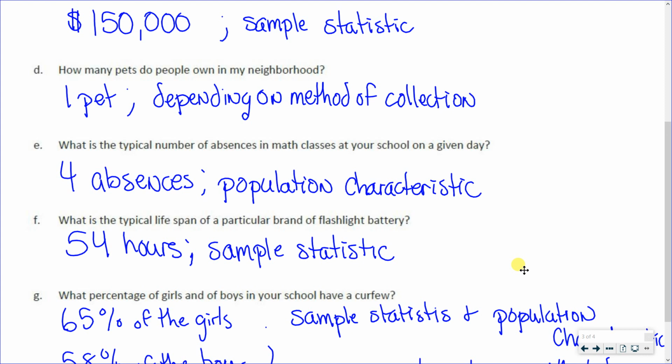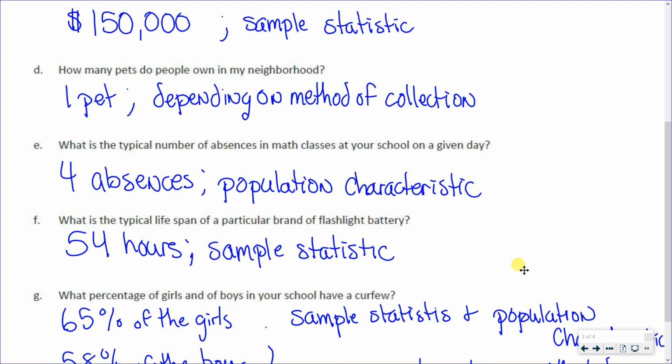All right. The typical number of absences in math classes at your school on a given day. Well, we can say 4 absences. That's still a population characteristic. Now, I know you're sitting there, but you say, Mr. Hale, I'm talking about just the math classes. Yes, true. But think about it. A math teacher will see every student in that grade. So if you go to the 6th, 7th, and 8th grade math teachers and ask them how many students were absent on average in the classes, you're getting an answer that encompasses the entire student body of Georgian Hills Middle School. So that becomes a population characteristic.